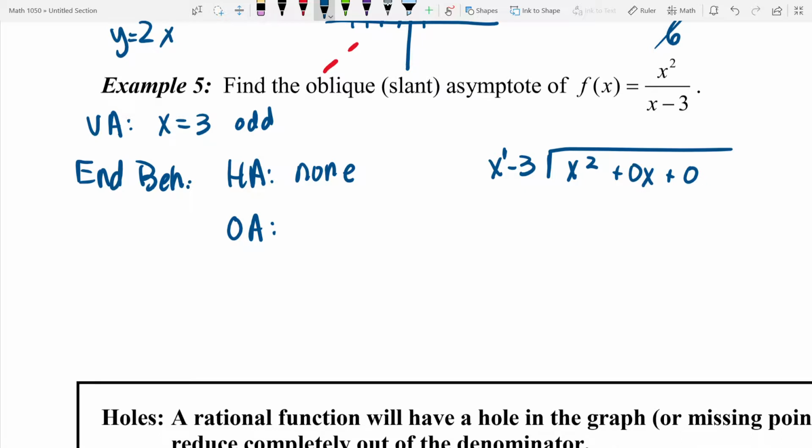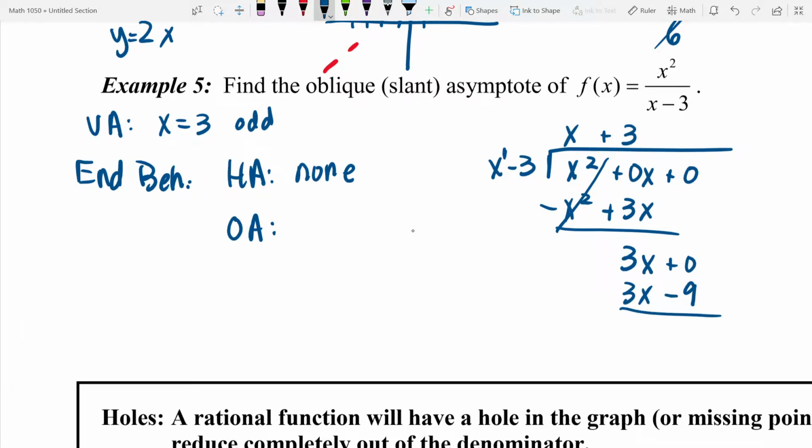Okay? What do I multiply by x to get x to the second? That's an x. Distribute, and I get x to the second minus 3x. Change my signs. First terms cancel. Add those together. I get a 3x. What do I do now? Bring down the 0. Yep. Go again. What do I multiply by x to get 3x? That would be a 3. Distribute. I get 3x minus 9. Change your signs. First things cancel. My remainder's a 9. Throw it out. So my oblique asymptote is x plus 3.